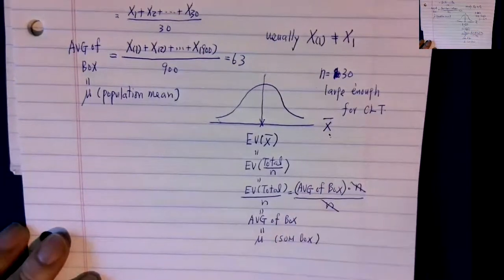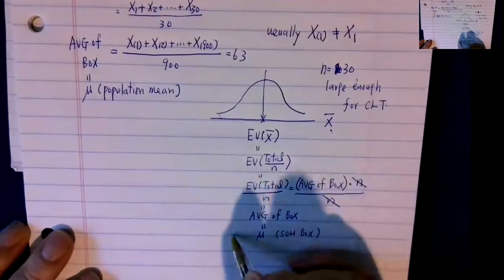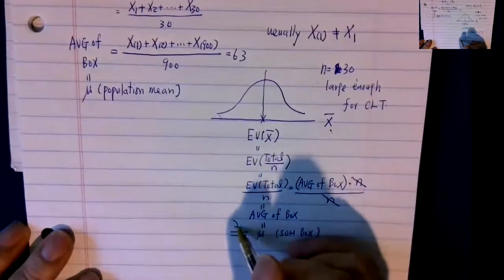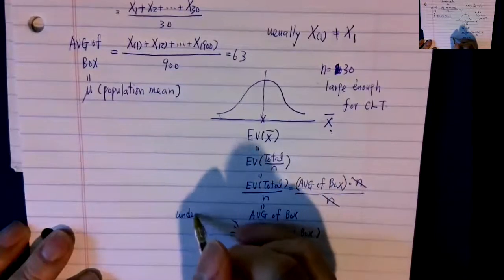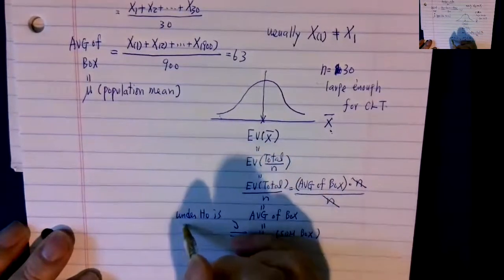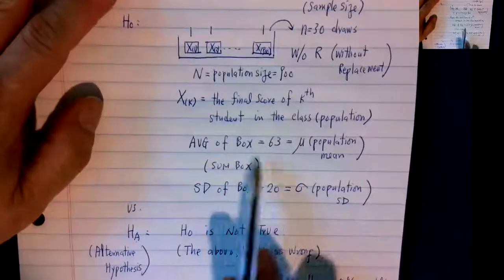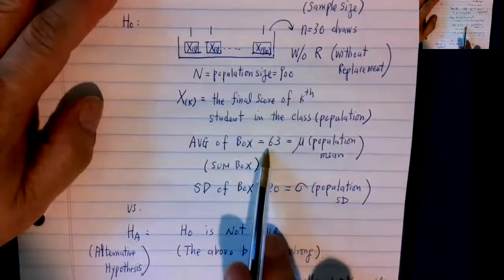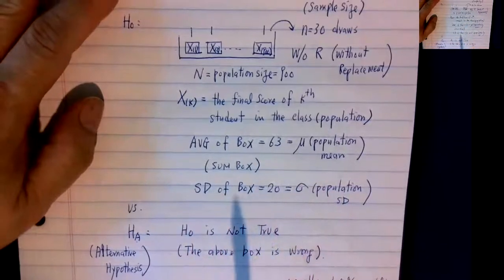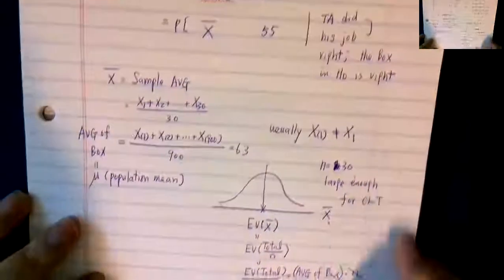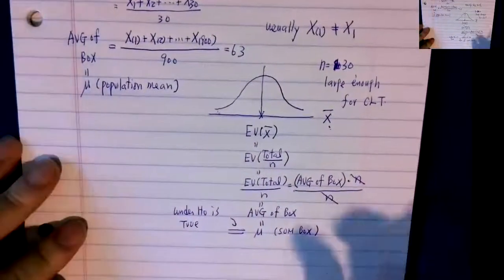Okay? And what do you know about mean? Under H0 is true, what's the average of the box? Anybody still remember? Let's look at the previous page. Average of the box is what? Is 63. Yeah, 63, and standard deviation of the box is 20, okay? That's in the H0, okay? We make that assumption. So this is 63.